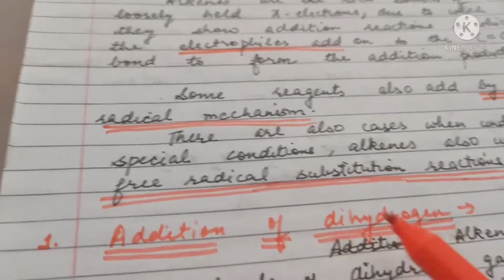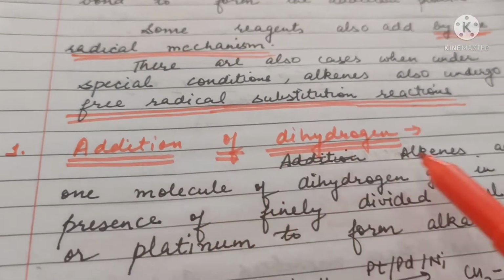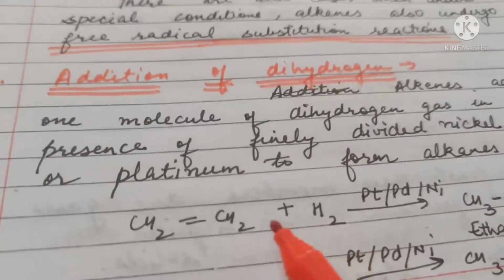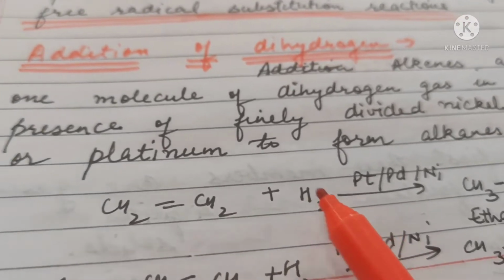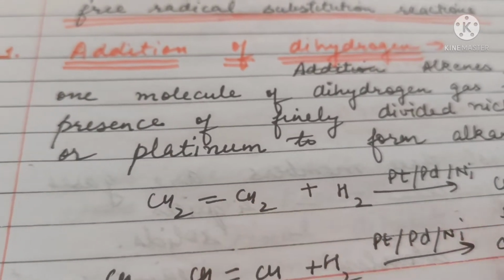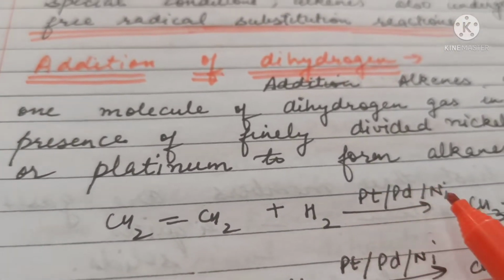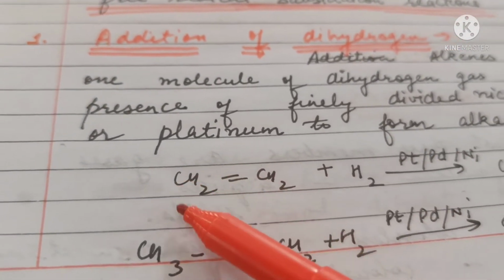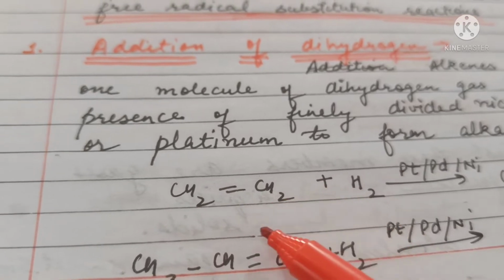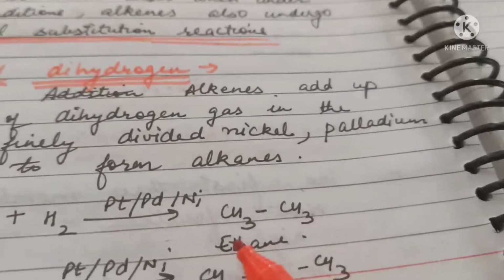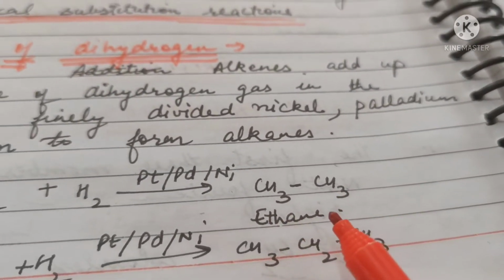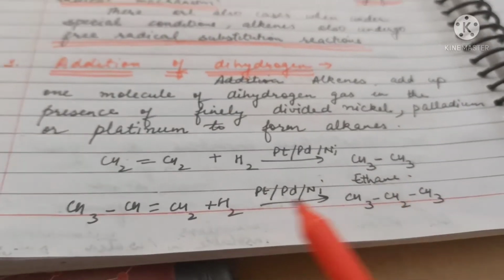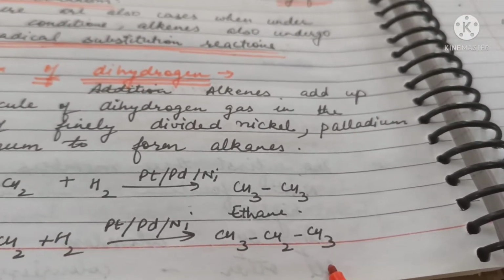So let us do the first chemical property, addition of dihydrogen. So when dihydrogen is added to alkene in the presence of catalyst, say platinum or palladium or nickel, a pi bond breaks, a hydrogen is attached here and another here to form a single bonded compound, alkane. Ethene will form ethane, propene will form propane, and so on.